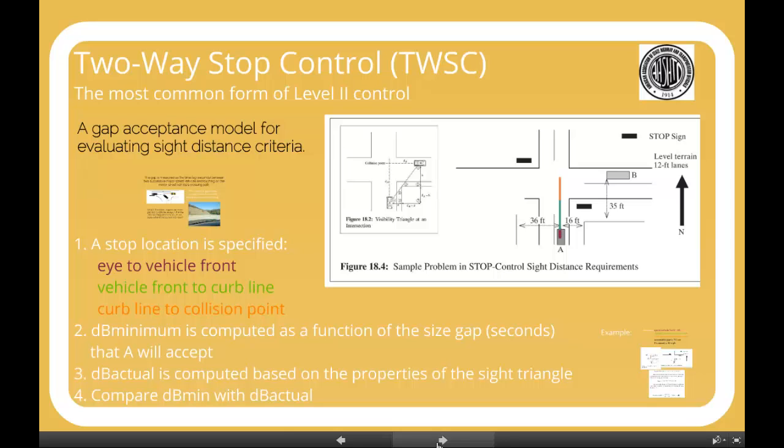While a sight distance problem can be corrected by imposing stop control on the minor street, that does not necessarily mean that two-way stop control is sufficient for correcting sight distance problems. Let's take a look at the sight distance criteria for stop-controlled intersections and another application of the visibility triangle. This methodology is based on gap acceptance. Gaps in the major stream are opportunities for minor street vehicles to cross or merge.